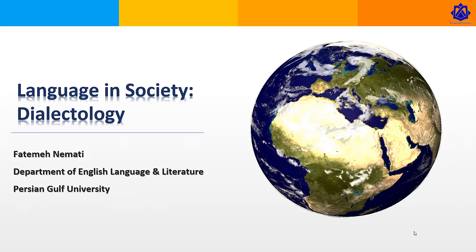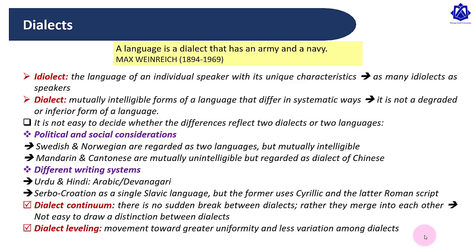The cover term for studying language in society is sociolinguistics, and in this chapter we are dealing with sociolinguistics. We will first start with dialectology. In dialectology, we study dialects.